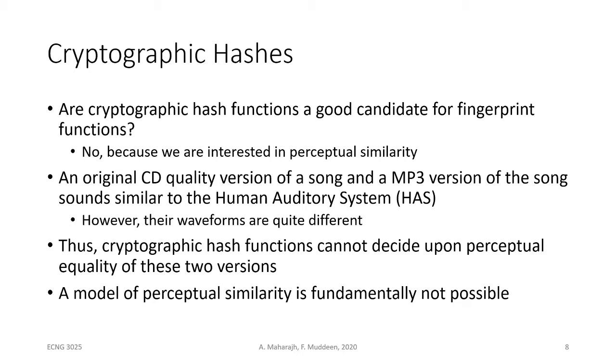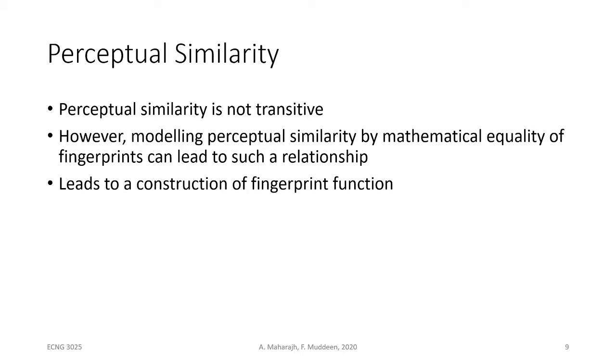So any model for perceptual similarity in this case tends to be fundamentally not possible. However, perceptual similarity is not transitive, but there's a way for us to model perceptual similarity by mathematical equality of fingerprints to get such a relationship, which will lead to the construction of a fingerprint function or fingerprint algorithm that we're going to be seeing in the next few slides.